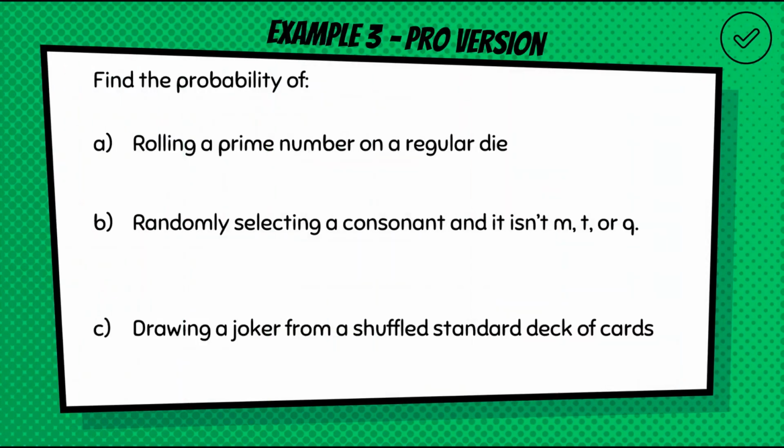Okay. We have the probability of rolling a prime number on a regular die. Let's think. So we've got the 6 numbers, 1, 2, 3, 4, 5, 6. Can you remember, A, what prime numbers are, and then B, figure out which out of the 6 are prime numbers?